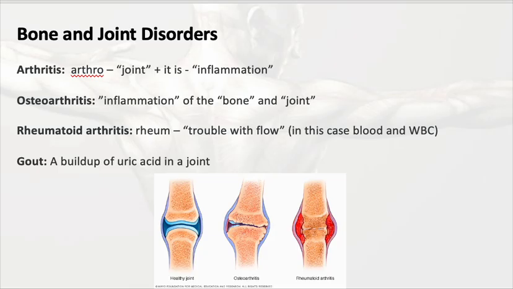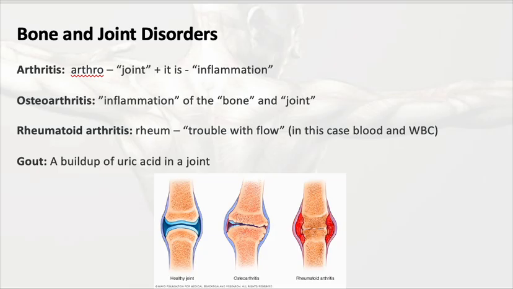Therefore, because this is an autoimmune disorder, it can have younger onset, right? So we see it in earlier ages as opposed to osteoarthritis. Now, gout. This is one that we haven't seen before. And gout is associated with the buildup of uric acid in a joint.